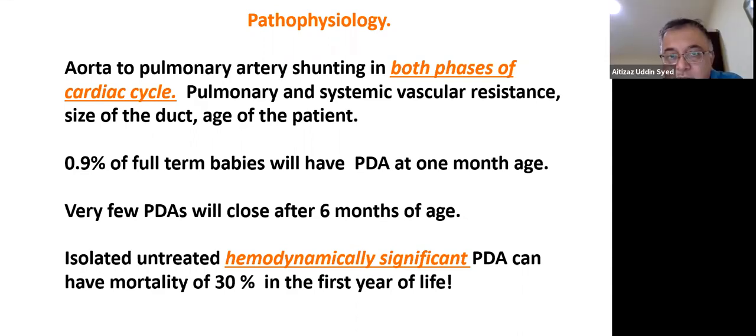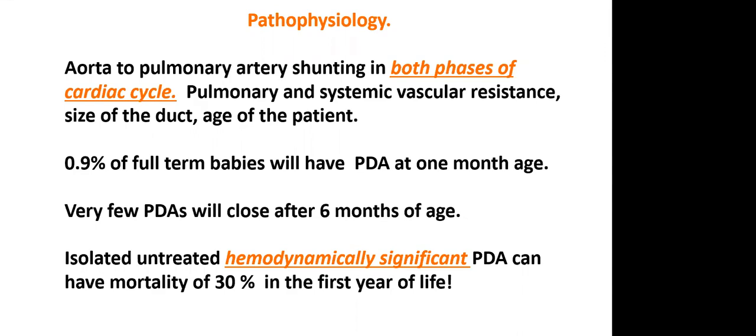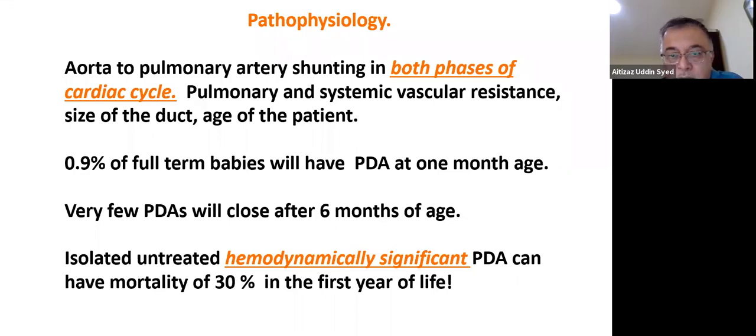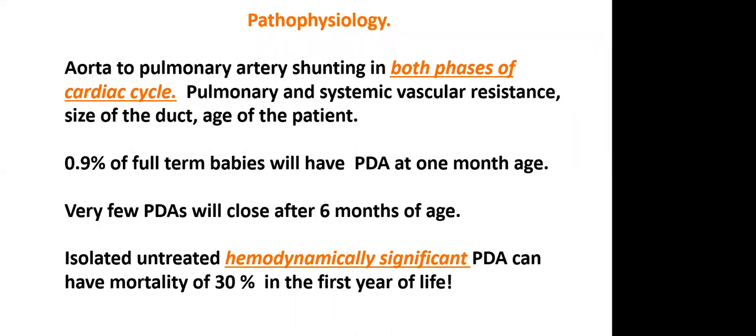Where the pulmonary pressure in diastole is higher during diastole than the systemic diastolic pressure. That's why it causes the reverse shunt. Exactly. Right.